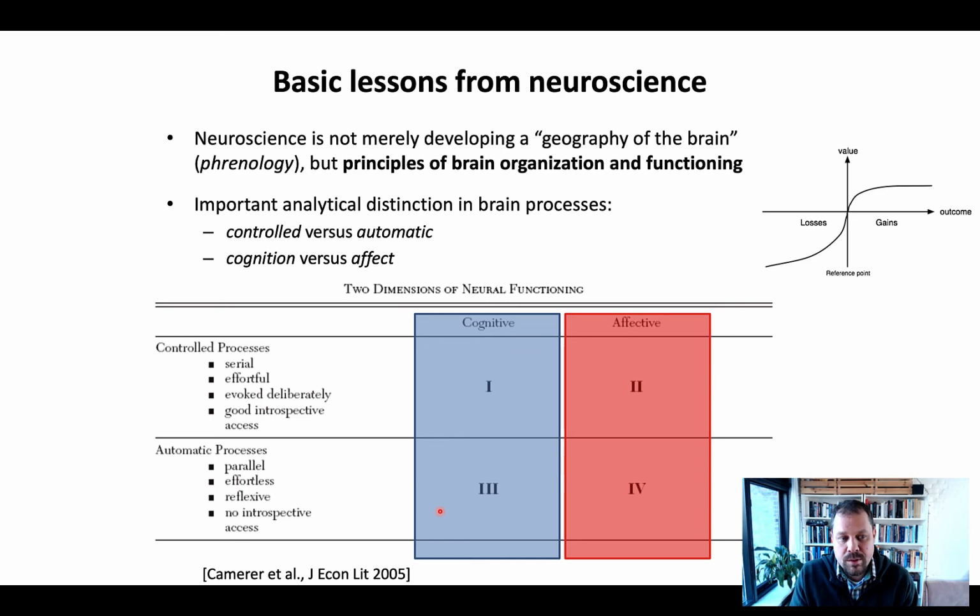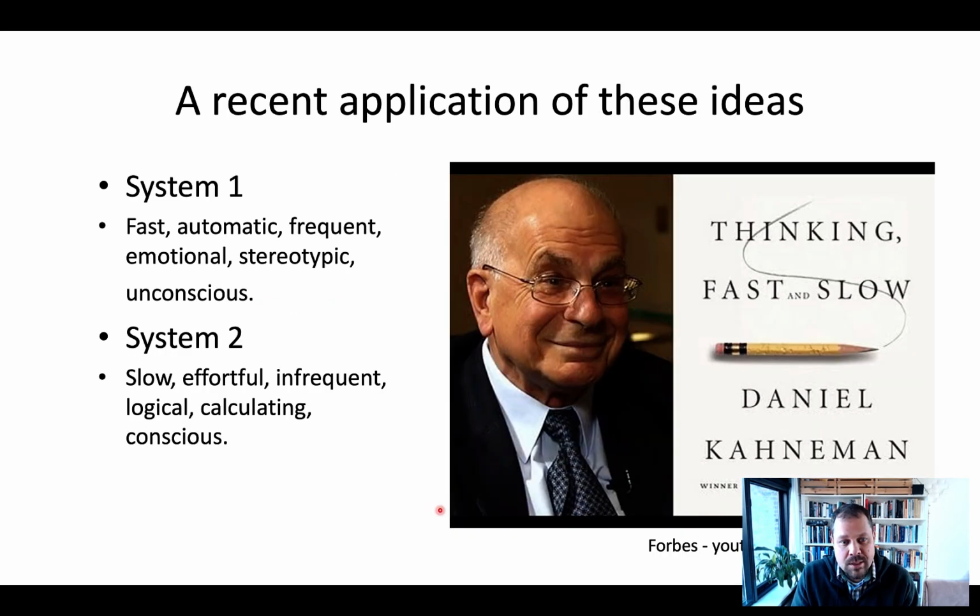So this is what we've learned from neuroscience and from this model by Colin Camerer on controlled versus automatic and cognitive versus affective dimensions of neural processing. And one of the questions then is, how does this influence our decisions? And this is something that Daniel Kahneman has thought about in a recent book that he wrote, Thinking, Fast and Slow.